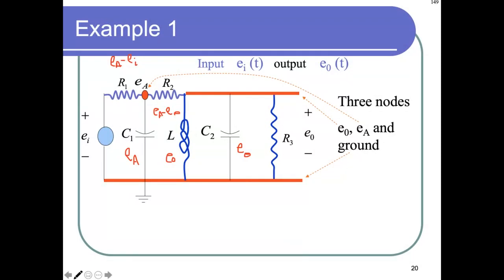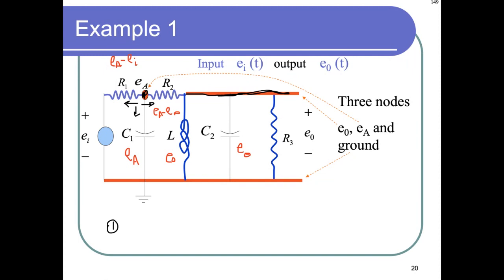So at EA, we have, let's say, 2 equations. One corresponds to this node and one corresponds to the output node, right? So for the first one, what is the current? So we have a current here, right? And the current here, the current here. So what is the current through R1?